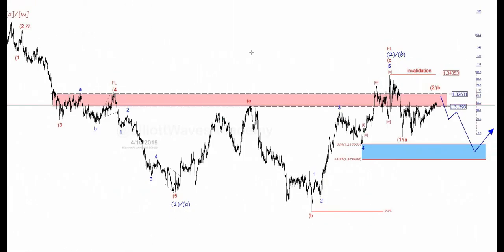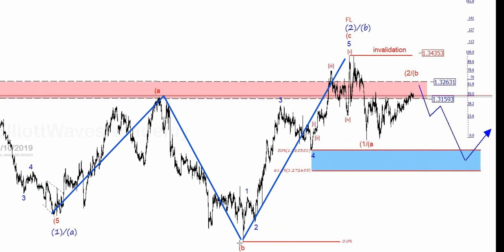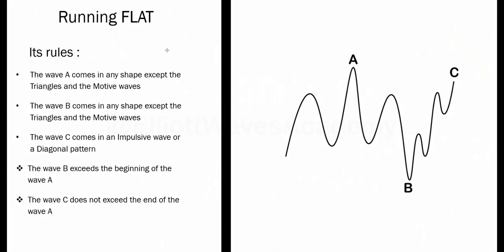Again, an example from the chart. Here we have an expanded flat. Wave A was a corrective wave, wave B was a corrective wave, while wave C is a clear impulsive wave whose wave 5 can be an ending diagonal like this, or you can count it like we did here. Anyway, we have an impulsive wave as wave C, a correction as wave A, and a correction as wave B.